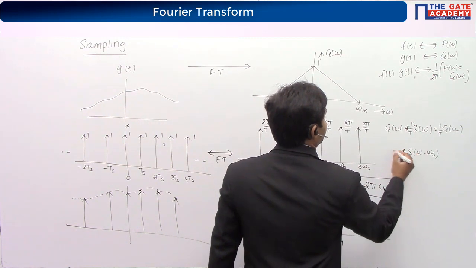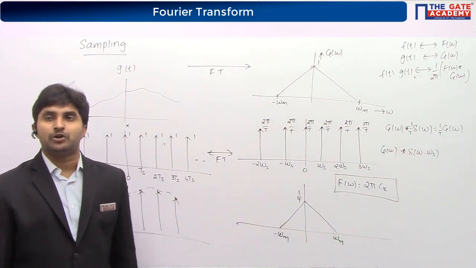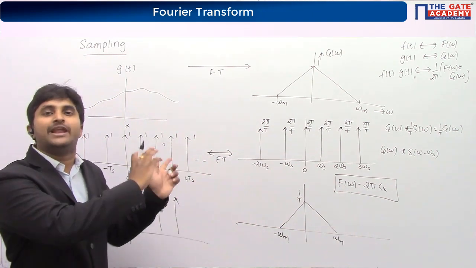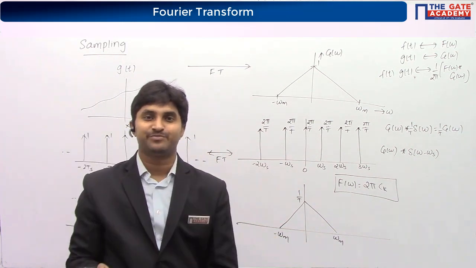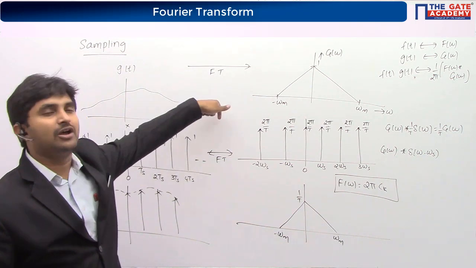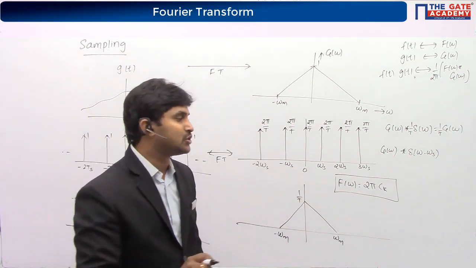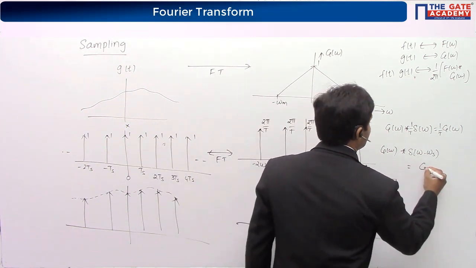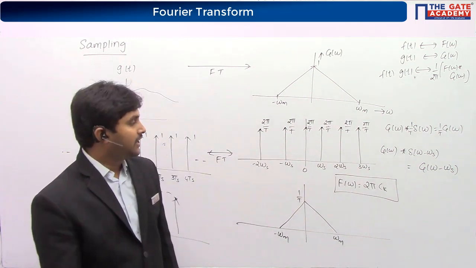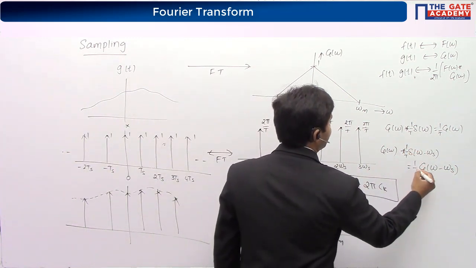Now, convolved with G of omega, can you please tell me what it is going to result in? G of omega convolved with delta of omega minus omega s. We are trying to apply what we have learned in LTI systems. In sampling, we are applying the concept of Fourier transform and the concept of convolution. Very good. So it is G of omega minus omega s. And of course, you will have a 1 by T because there is a 1 by T here.